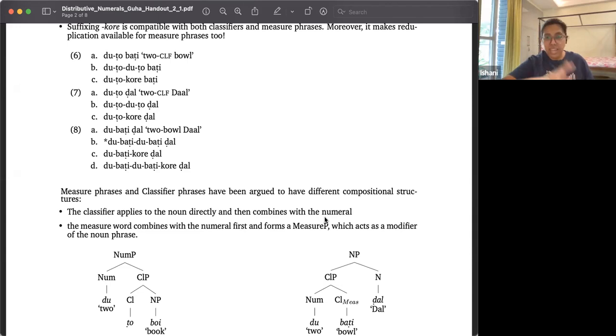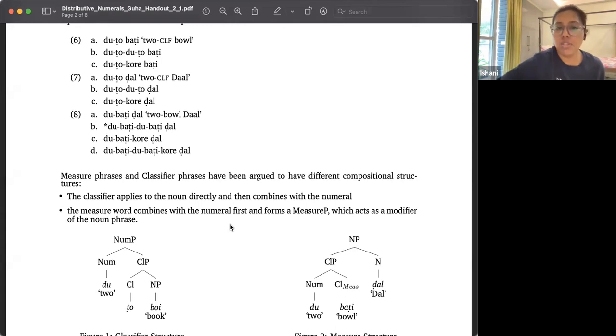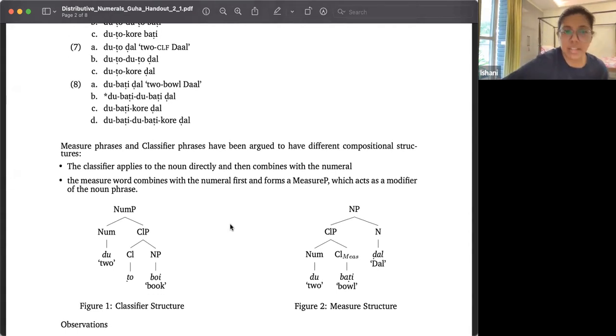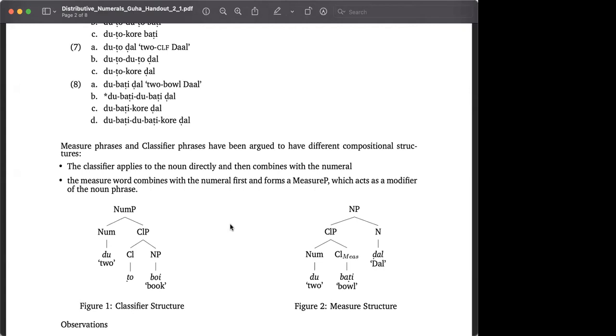So I think that's telling, though I have not yet been able to understand the Turkish facts very well. It seems quite different. That's why I'm really interested to know about the exact parallel facts from Hindi. So this is really interesting for me, and I'm really curious. Let me tell you what I have in mind. First of all, as Aisha already said, measure phrases and classifier phrases have been argued to have different compositional structures and different semantics.